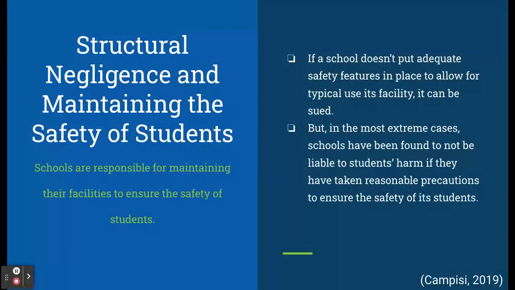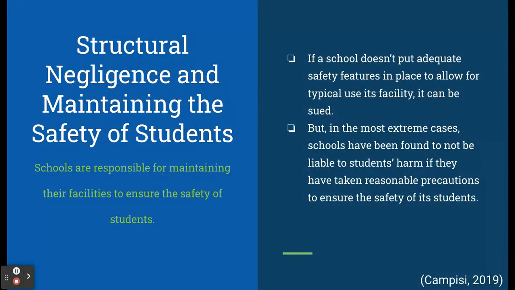And so another area of negligence would be in maintaining our facilities, or the structure of our buildings, with the goal of ensuring the safety of our students. If we don't have adequate safety features in place for our students, for the typical use of our facility, we can be held liable for injuries that occur.